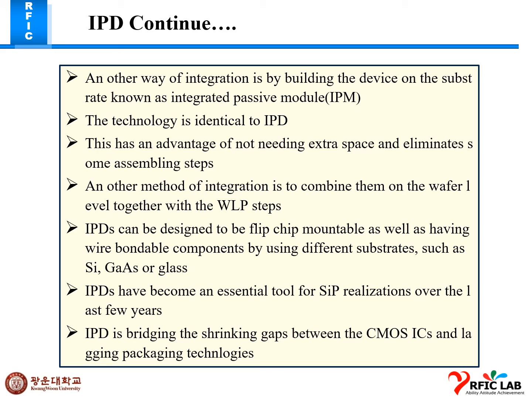Another way of integration is by building the device on the substrate, known as integrated passive module or IPM. The technology is identical to IPD. This technology has the advantage of not needing extra space and eliminates some assembling steps. Another method of integration is to combine them on the wafer level together with the wafer level packaging steps.